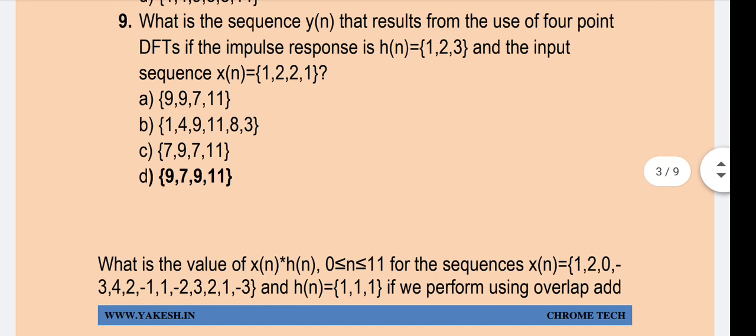What is the sequence y of n that results from the use of 4-point DFT if the impulse response is h of n equal to 2, 1, 2, 3 and the input sequence x of n equal to 1, 2, 2, 1? Option D is the correct answer: 9, 7, 9, 11. Next question.